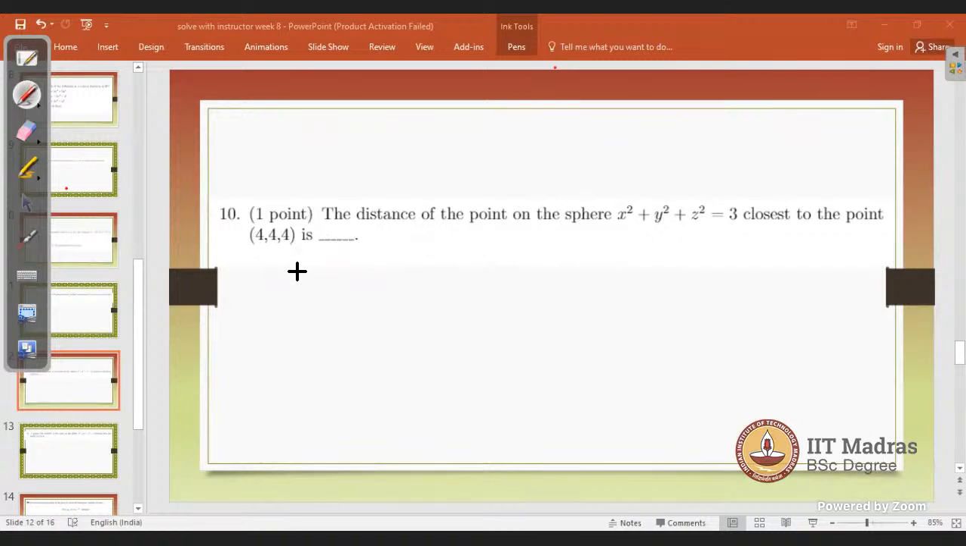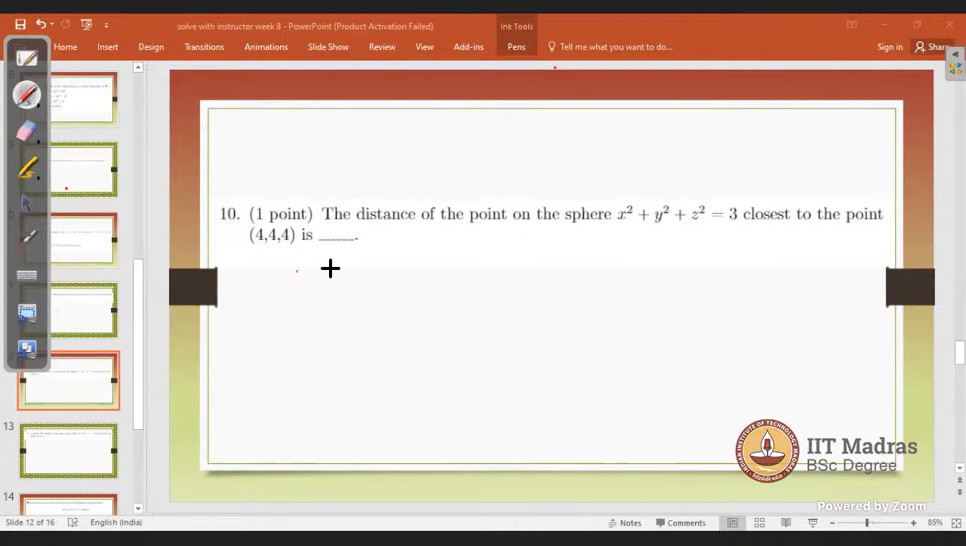So here we will write del of f(x), which we will get as 2x, 2y, 2z. Okay, no, sorry, the distance of the point on this sphere. Then we have to create the objective function.